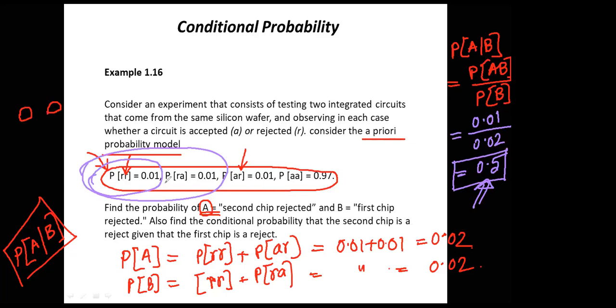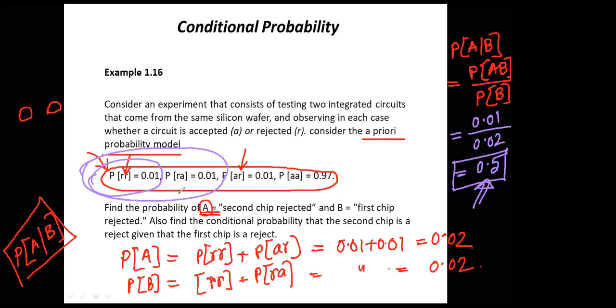Isn't it? Yes, sir. That's why, as there are two options and we are getting one single option, it is a 50% chance. So when you have already known that the first one is a reject, then actually the second one rejection probability is 50%. You understand? Yes, sir. This is conditional probability.